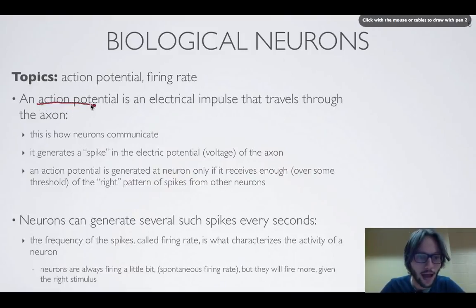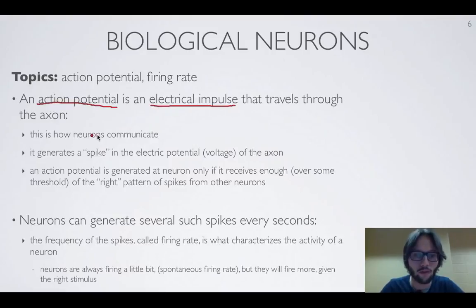Now, we'll call an action potential an electrical impulse which travels through a neuron's axon. This is actually how a neuron will communicate with other neurons. This is how it's going to send information. Essentially, this action potential corresponds to a spike in the electrical voltage, electrical potential, sorry. So it spikes in voltage in the axon.